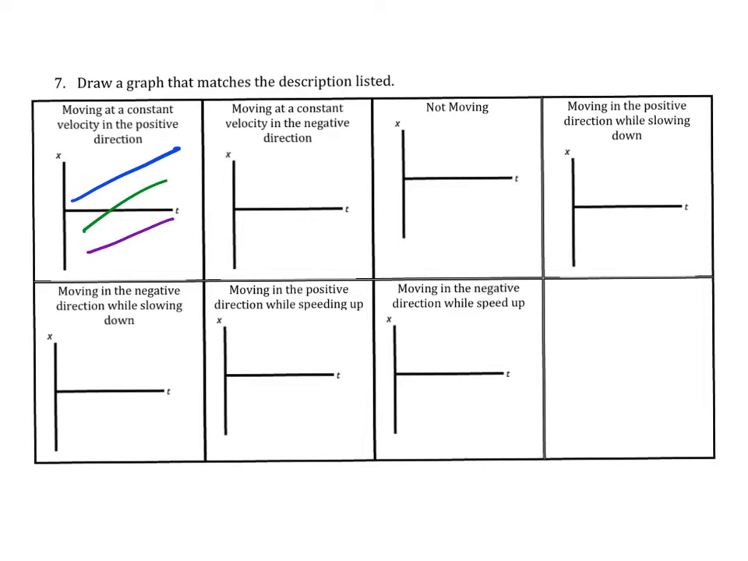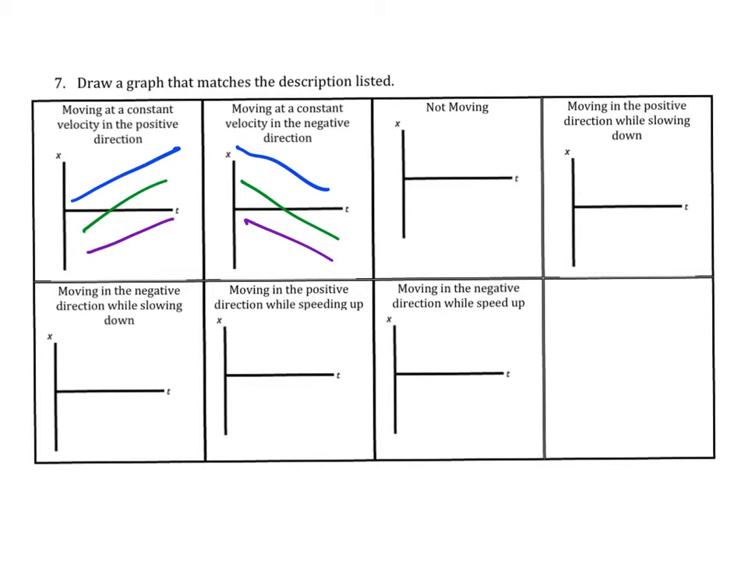Constant velocity in the negative direction. Constant velocity means we want another diagonal line, and in the negative direction, we want a negative slope. So it just needs a slope down. That should be a nice little diagonal. It can be above the x-axis, it can go through it, it could be below it. Any of those 3 options would work.